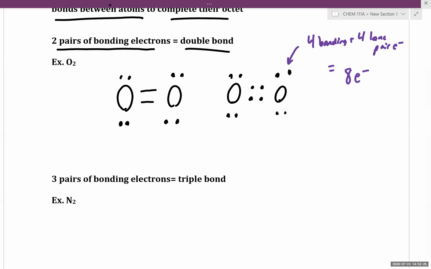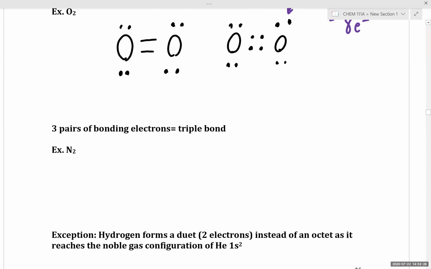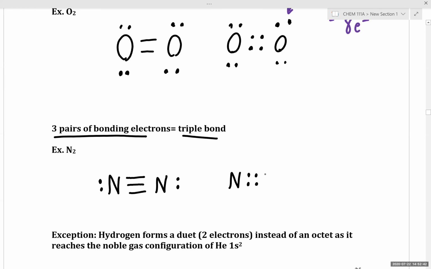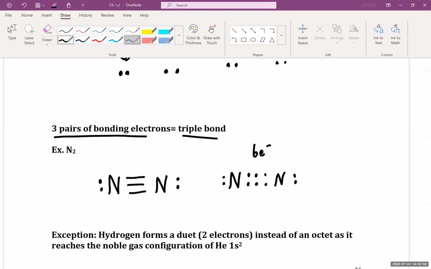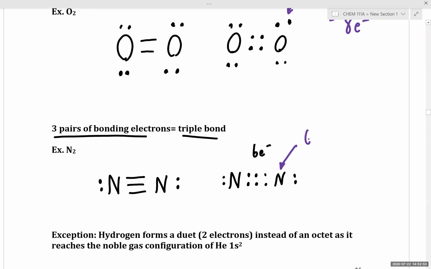Okay, so let's look at the third type of bonding pattern where we have 3 pairs of bonding electrons. This is known as a triple bond. Nitrogen, in its diatomic form, likes to form a triple bond. In a triple bond, we have 6 electrons shared between our atoms. So if we think about the electrons belonging to this nitrogen on the right, we have 6 bonding electrons plus 2 lone pair electrons, and that in turn gives us 8 electrons total.